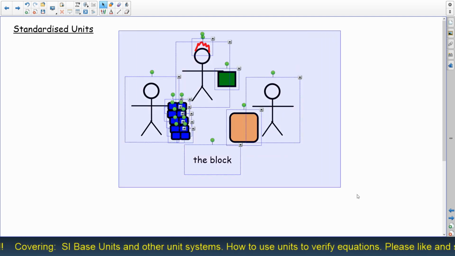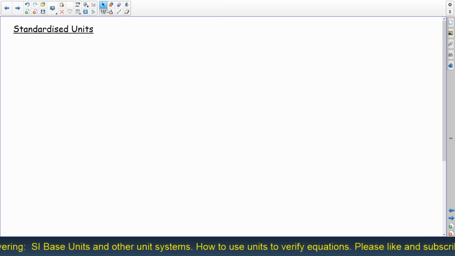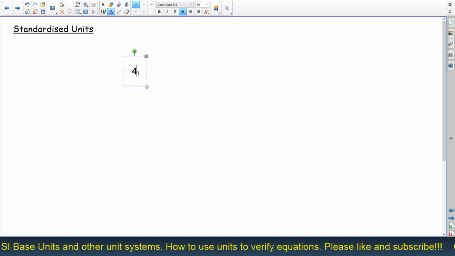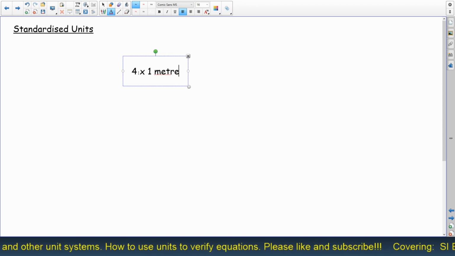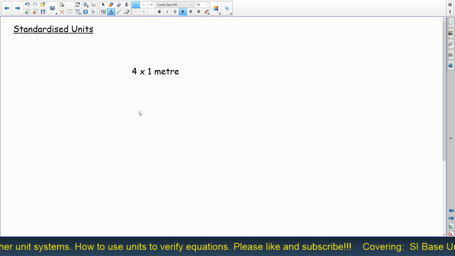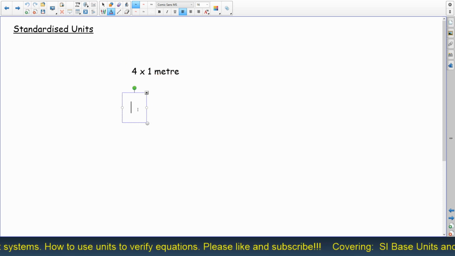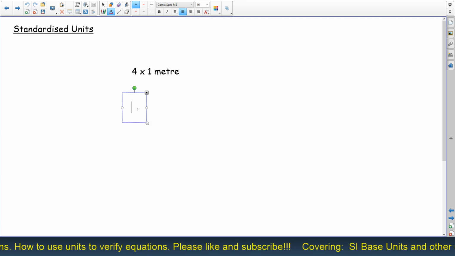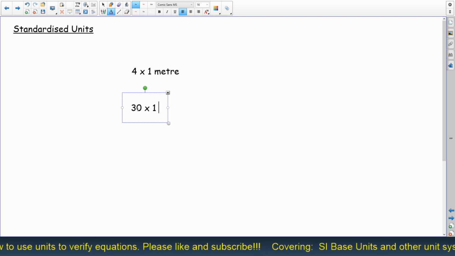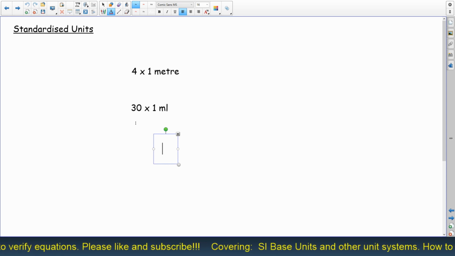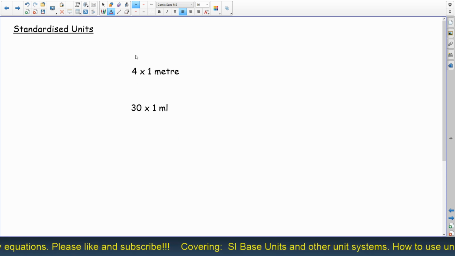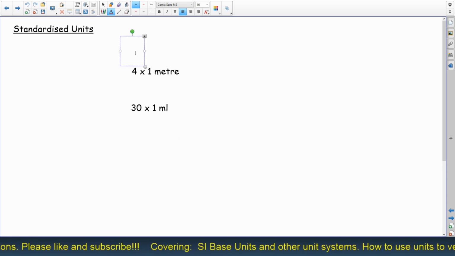It's actually a multiplication. When I'm asking you to walk 4 meters, I want you to walk 4 sets of 1 meter. All right. If I want 30 milliliters of something, I want 30 sets of 1 milliliter. And because of algebra, we don't really do multiply by ones, so we change that from 4 times 1 meter to 4 meter.